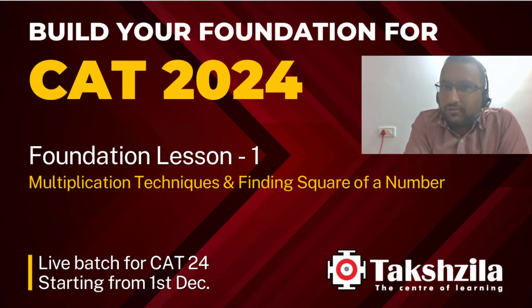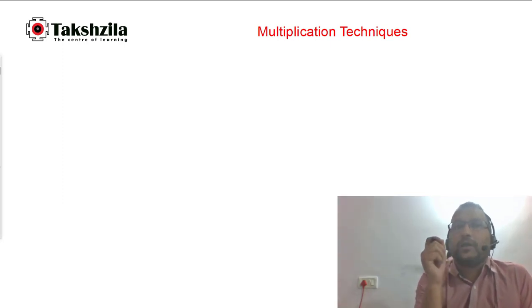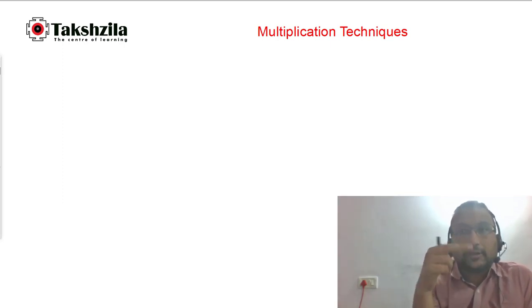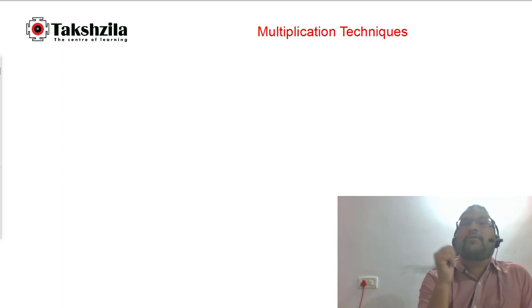So let's start with the first foundation lesson, in which we are going to discuss a few multiplication techniques and how to find the square of a number. So let's start with multiplication techniques. In this we are going to learn a technique from Vedic mathematics, how to multiply a two-digit number by another two-digit number. To understand the process, let's take two numbers with smaller digits.